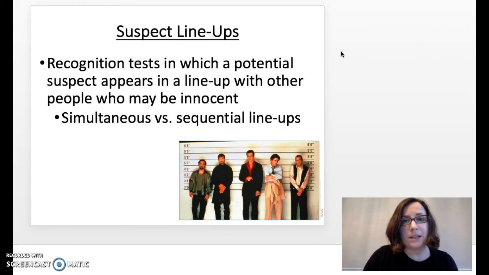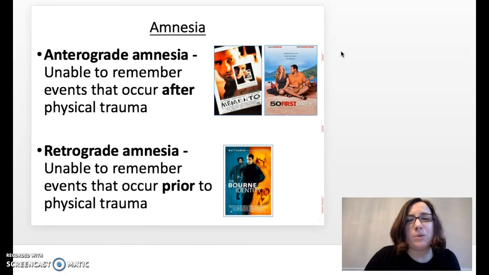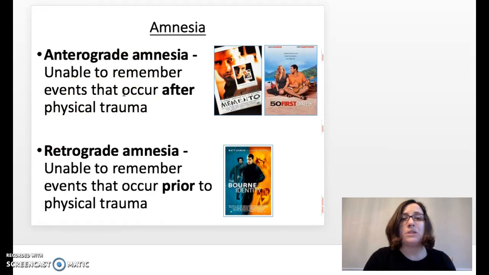Talked a bit about suspect lineups and the difference between simultaneous and sequential lineups. Your textbook goes into that a bit more too. Just make sure that you do spend a bit of time reviewing the concepts of amnesia and that you know the difference between anterograde and retrograde amnesia. That anterograde amnesia is the form of memory loss where a person is unable to remember things after the physical trauma. Everything from before is okay, but after the trauma occurs.